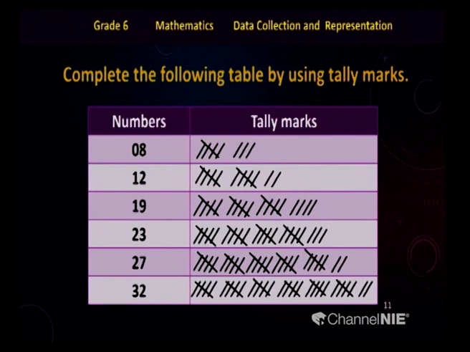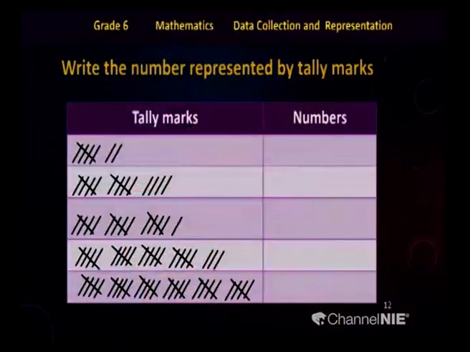I hope you all completed this table. Okay, we move to the next table. It is another part of this lesson. Here you can see I have given you tally marks. Then you have to write the number. I know it is very easy for you. Then first one, you can see one bundle there. That means 5 tallies. Okay, next one, 5 plus 2, that is 7.